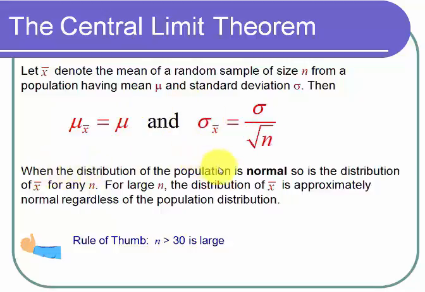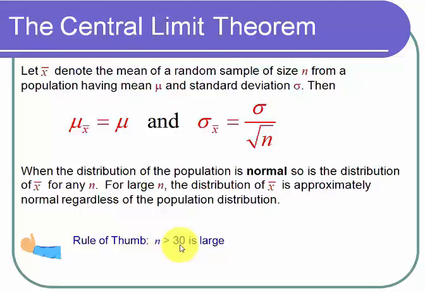But if the distribution that we started with is normal, then the distribution of x bar, the sampling distribution, is also normal for any sample size n. And if the distribution may not be normal, no matter what the distribution is, as long as we have a large sample size, then the distribution of x bar, the sampling distribution, is approximately normal, regardless of what the original distribution was. And a rule of thumb for our class is going to be that n greater than 30 is going to be considered to be large.